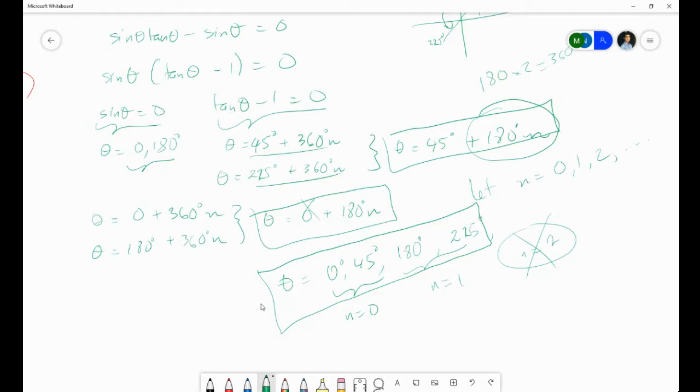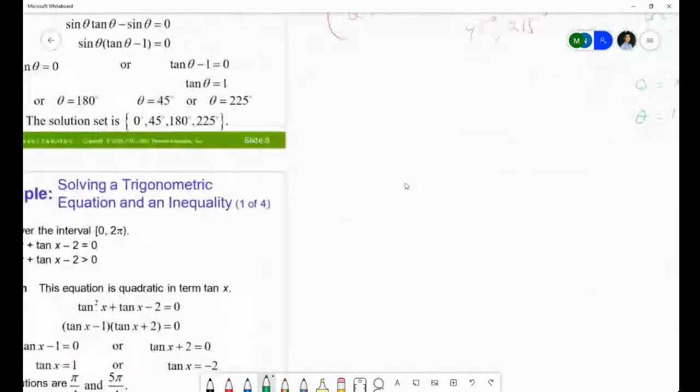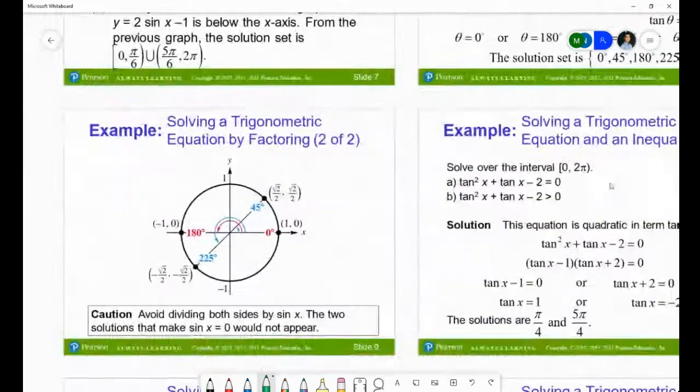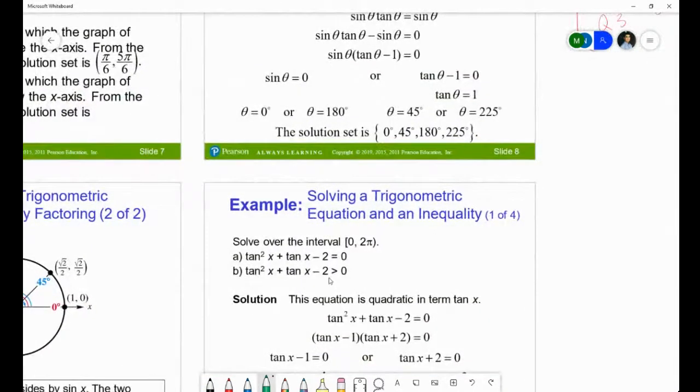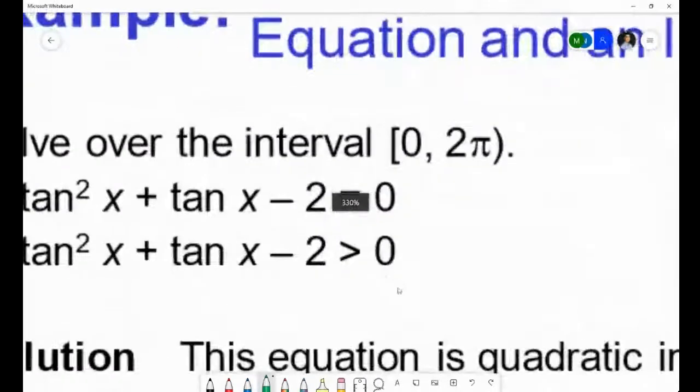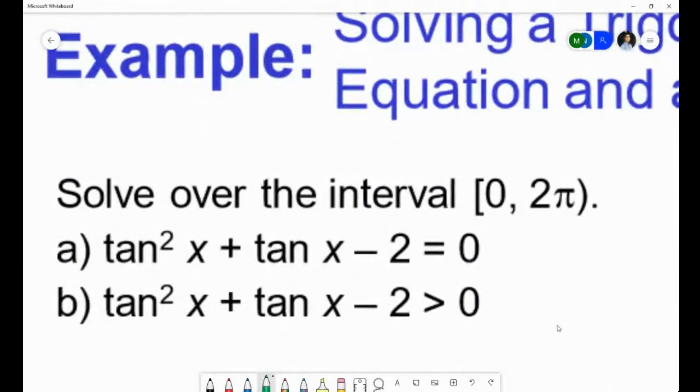Now let's go to the next example. And let's try this one. I'll give you a second to try this.